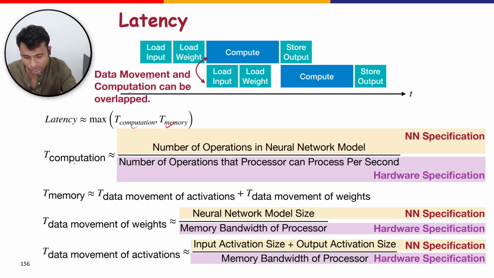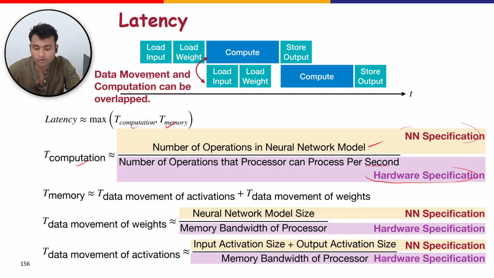For the computations, the time taken is the number of operations in the complete neural network divided by the number of operations that the processor can process per second. The latter comes from the hardware specification, and the total number of operations in the neural network comes from the neural network specification. So you always have a hardware specification and a neural network specification in order to figure out your computational time. Same is the case with data movement of weights and data movement of activations.